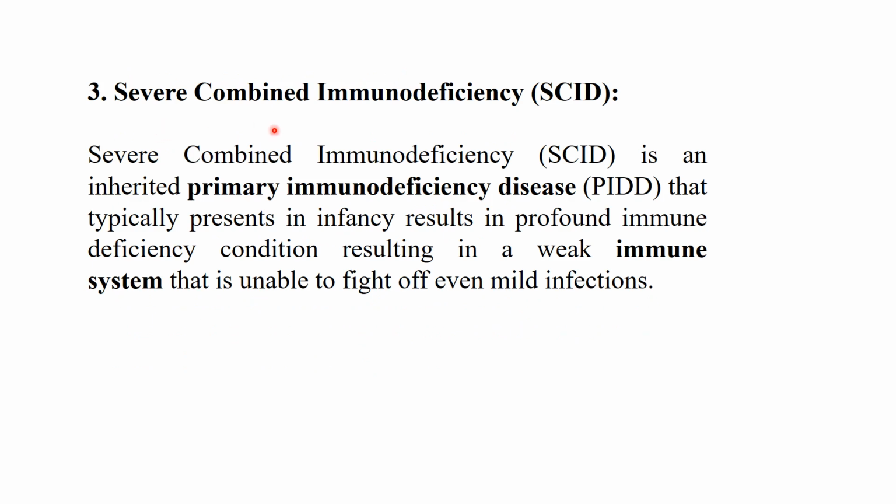Severe combined immunodeficiency. It is an immunodeficiency disease, SCID, that is the severe combined immunodeficiency. It is an inherited primary immunodeficiency disease that typically presents in infancy, resulting in a profound immune deficiency condition, a weak immune system that is unable to fight off even mild infection. इसमें immune deficiency होती है, इसमें immunity weak होती है.